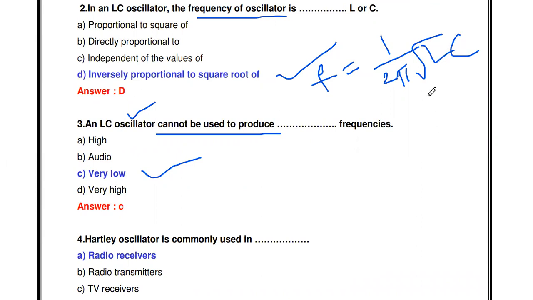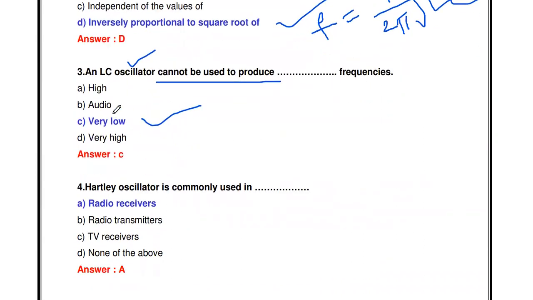If the inductor and capacitor values are very high, the size of the inductor becomes very large. That's why, in order to generate very low frequency, LC oscillators are not used at all. LC oscillators are used to generate high frequency signals.